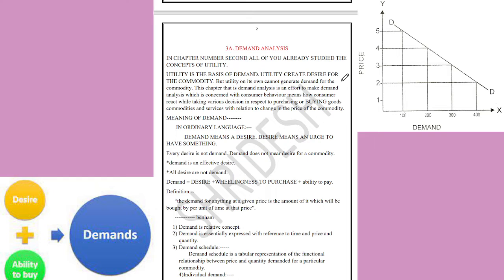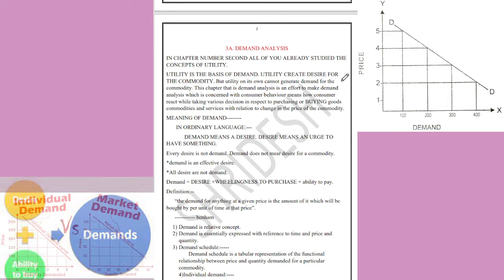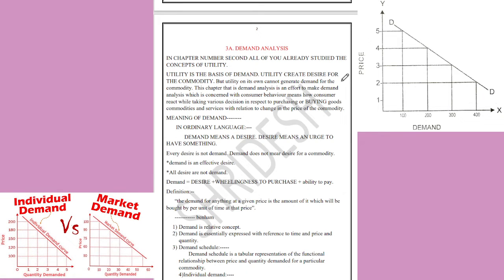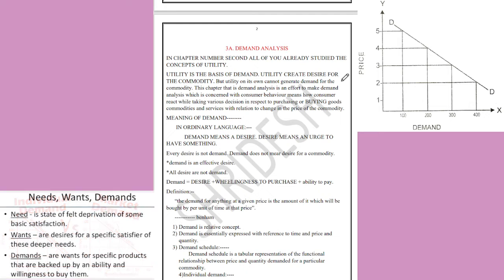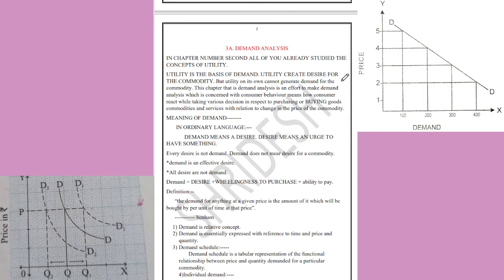So in this chapter, we make an effort to analyze demand with the help of different aspects of the concept of demand, with relation to utility, with relation to price, with relation to different determinants of demand. So, the meaning of the term demand. In ordinary language, demand means desire, and desire means a mere wish for a commodity, to have something.